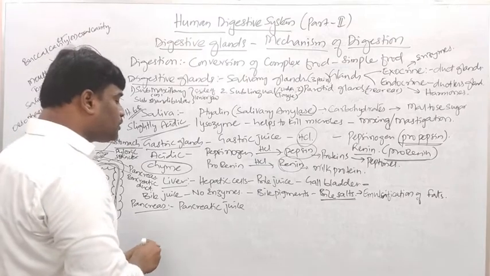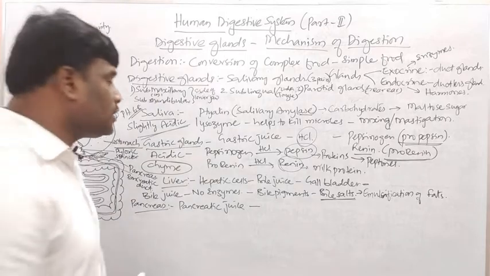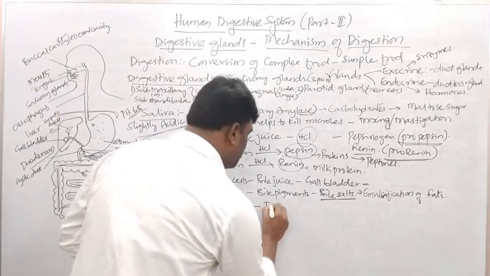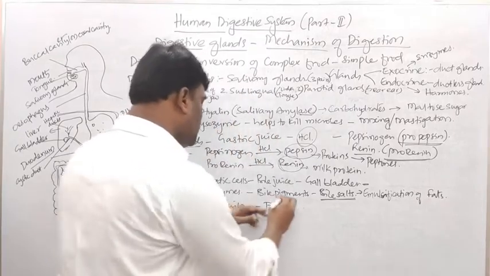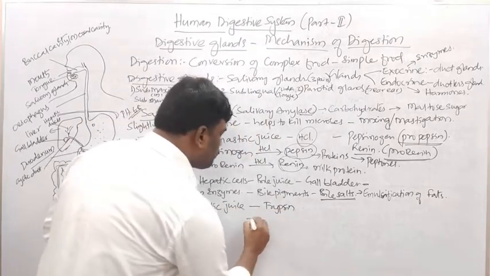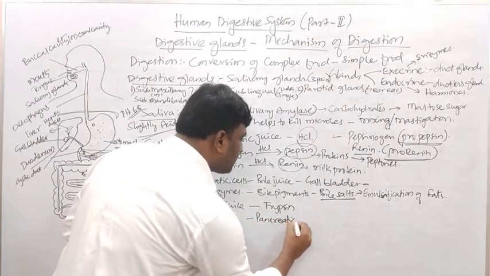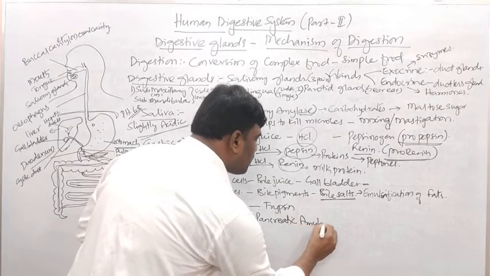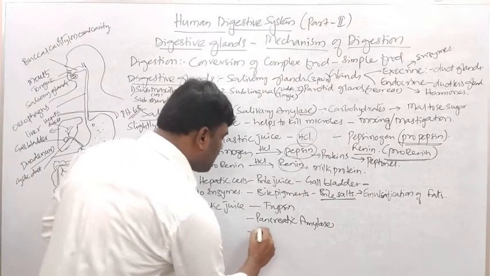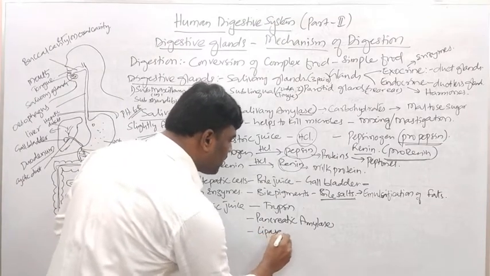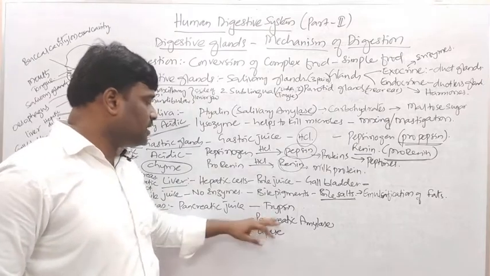This pancreatic juice, children, consists of enzymes. We see trypsin, and also pancreatic amylase. Are you able to see, children? Yes. And the next one is lipase. Lipase. What are these?